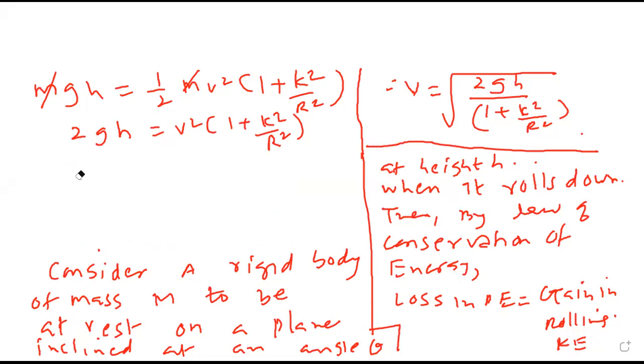Loss in potential is mgh, gain in kinetic is half mv square into 1 plus k square upon r square. So m gets cancelled, 2gh is v square into that. So v will become root of 2gh upon 1 plus k square upon r square.